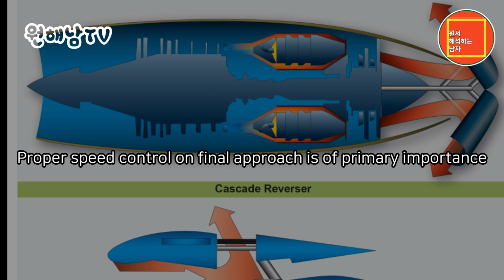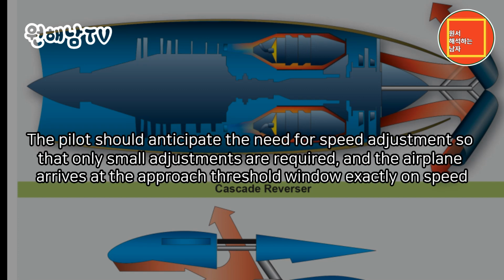Proper speed control on final approach is of primary importance. The pilot should anticipate the need for speed adjustment so that only small adjustments are required, and the airplane arrives at the approach threshold window exactly on speed.